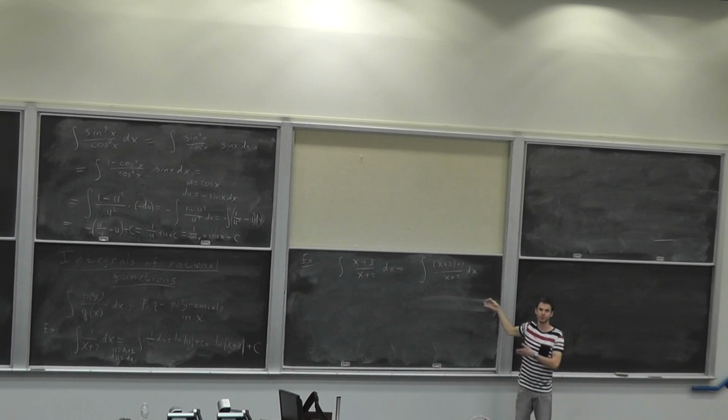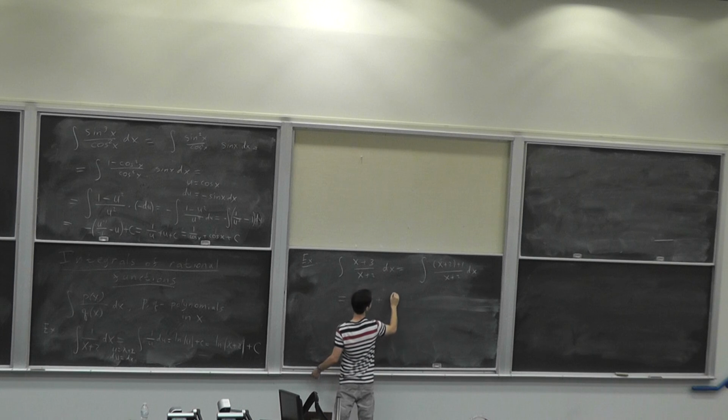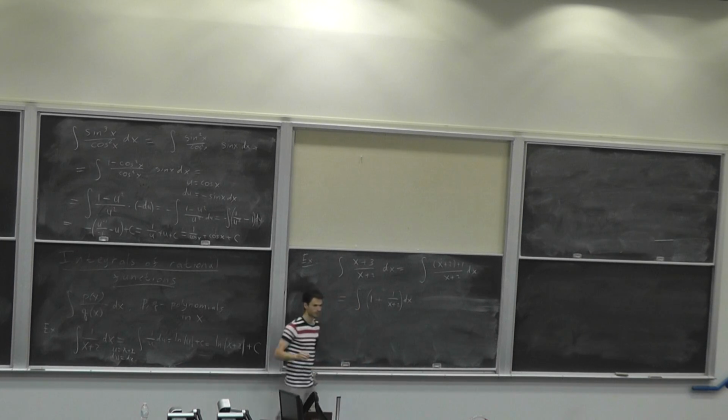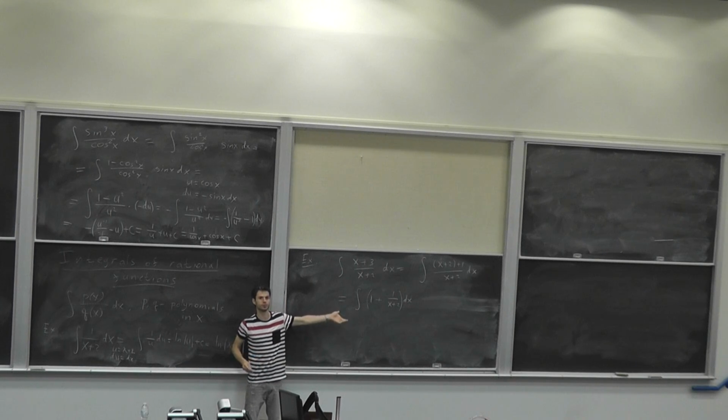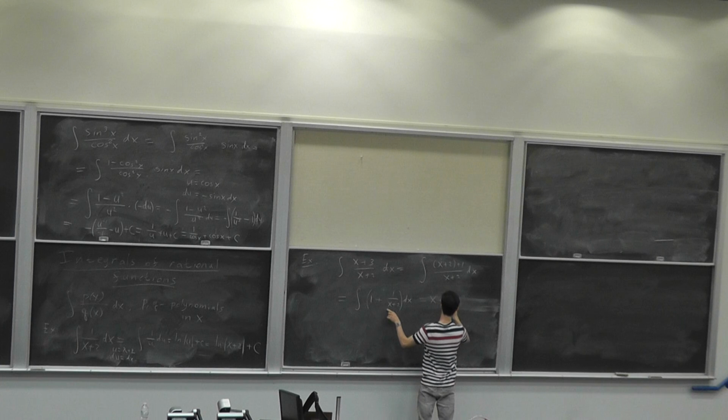What does it give you? Well, it gives you the option to rewrite this as the integral of 1 plus 1 divided by x plus 2. And now it becomes very simple. The integral of 1 is x. The integral of 1 over x plus 2 is the log of the absolute value of x plus 2.